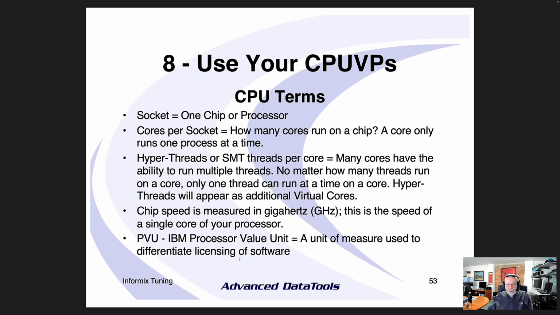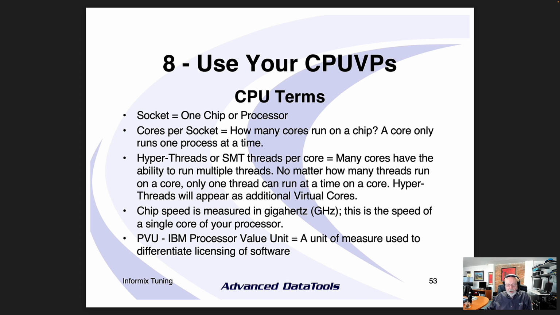Now, number 8 on my list is to use your CPUs. And a couple of things I want to define real quick here. A socket is the actual physical chip. Every machine nowadays has multiple cores on a socket, and those cores are real CPUs. And you need to know how many cores you have on a socket.